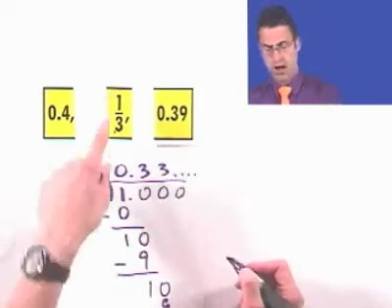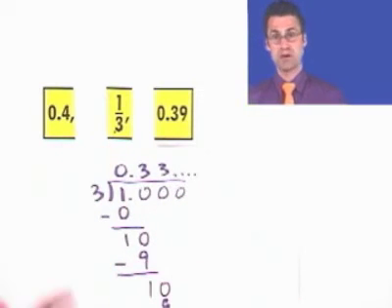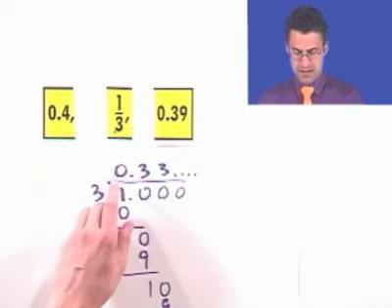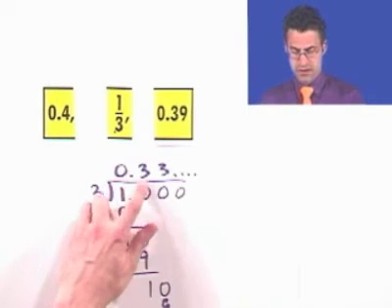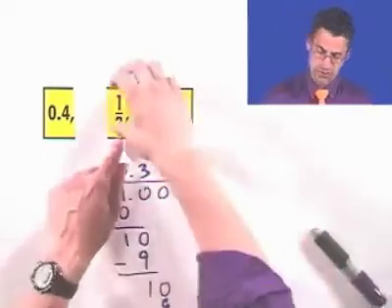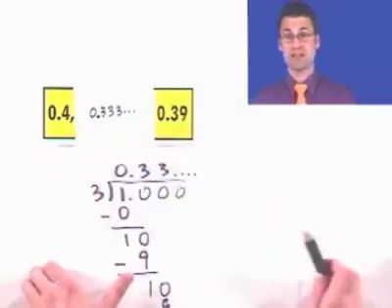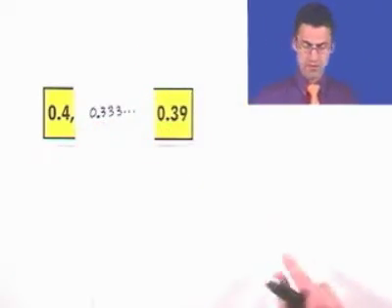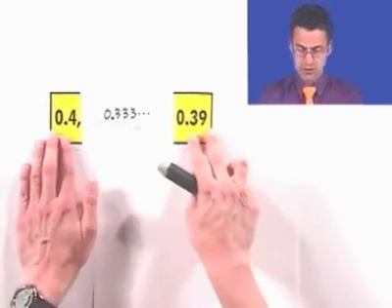So I see that 1/3 has an equivalent decimal expansion equal to 0.333 forever. Is that really true? Sure is. There it is. So that's pretty cool. So now that we have them in decimal, we can actually order them.